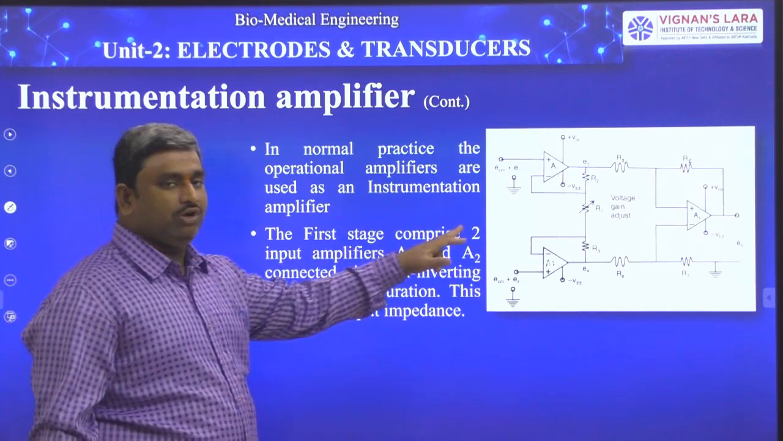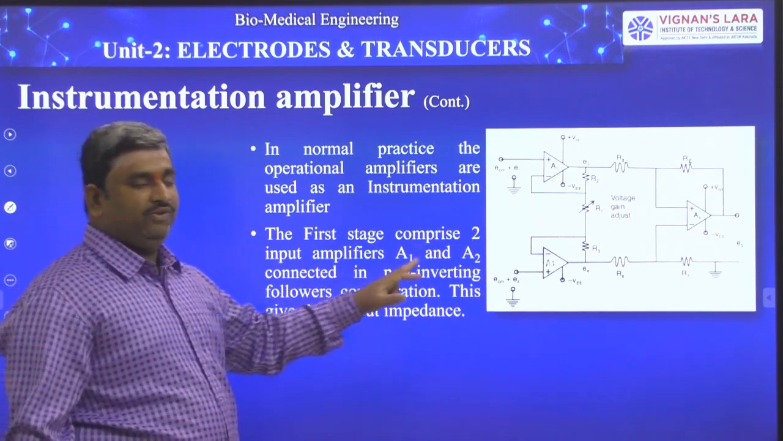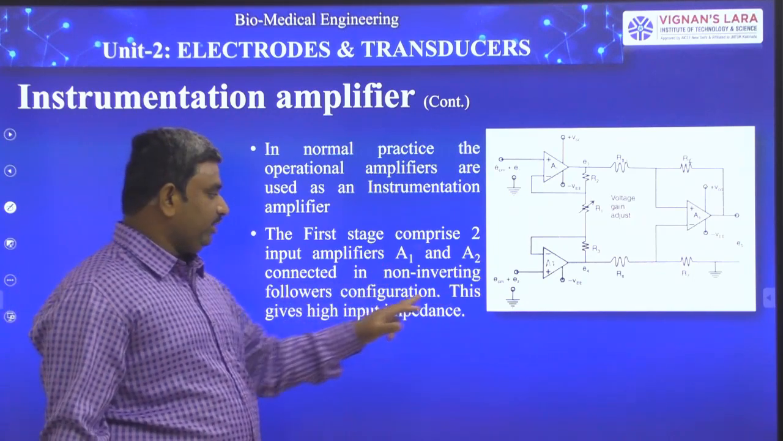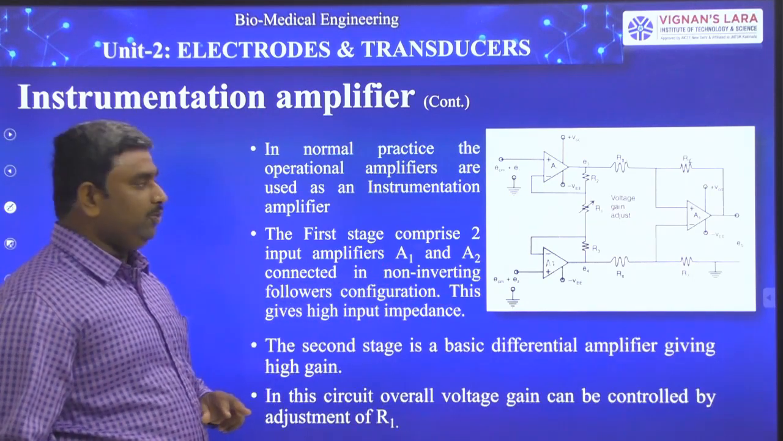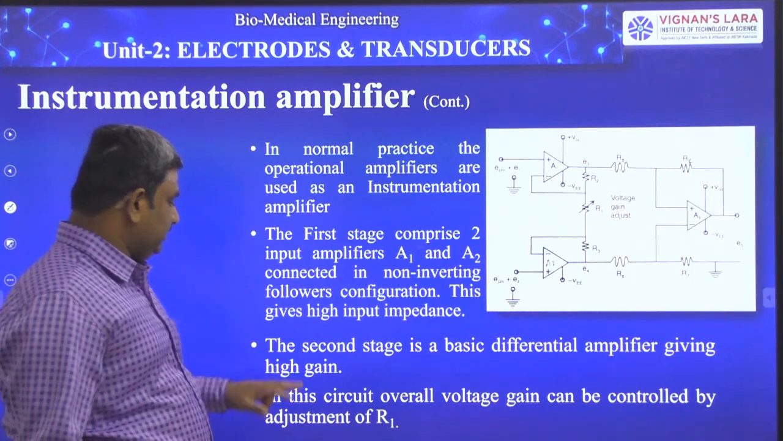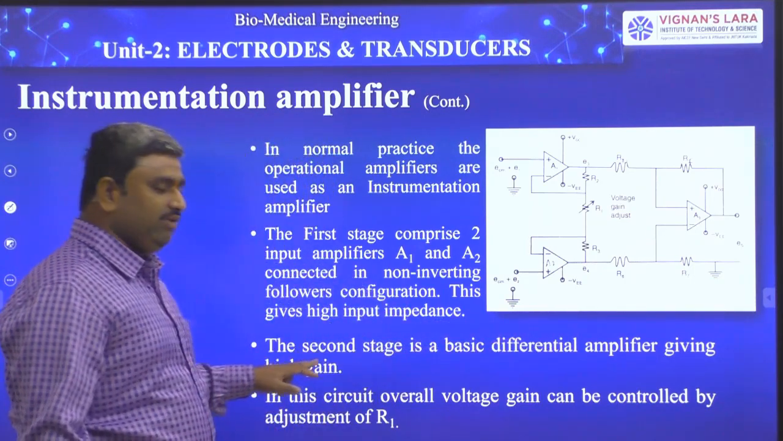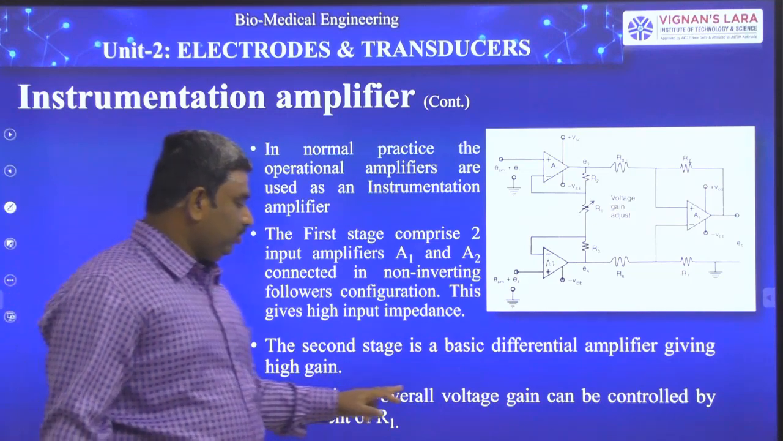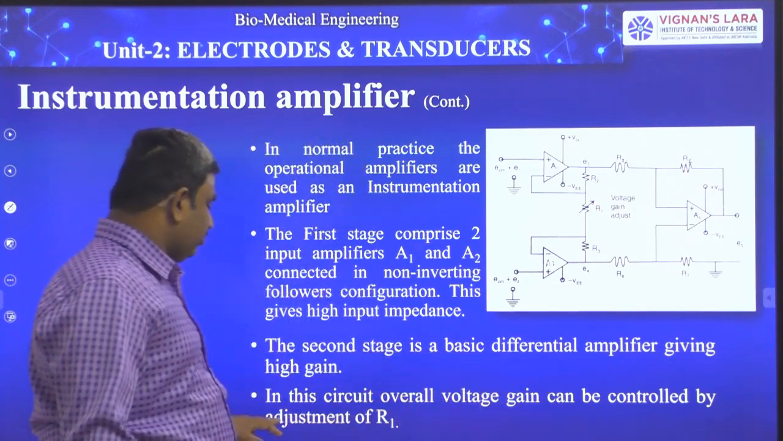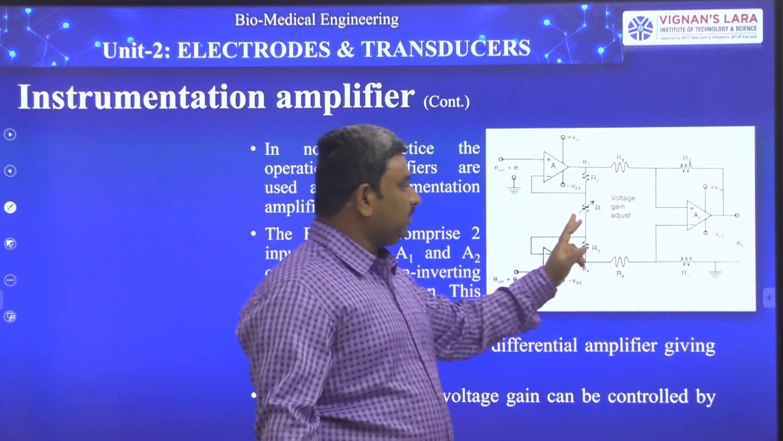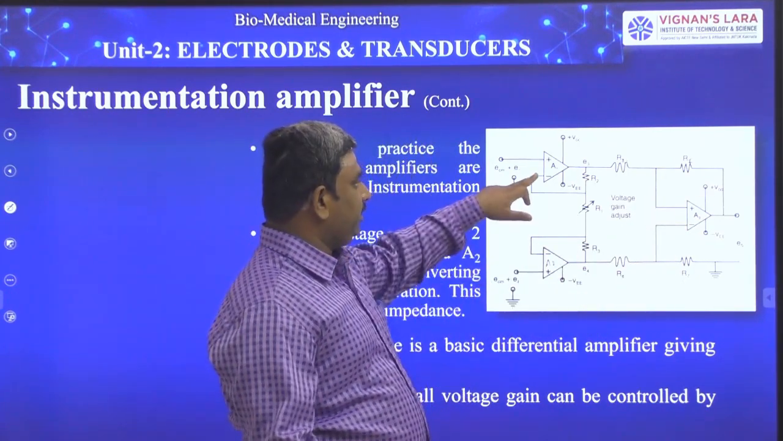The first stage comprises two input amplifiers A1 and A2 connected in the non-inverting follower configuration. This gives high input impedance. The second stage is the basic differential amplifier giving high gain. In this circuit, overall voltage gain can be controlled by adjustment of R1. So I said that in the total circuit, the R1 is the voltage gain adjustment.